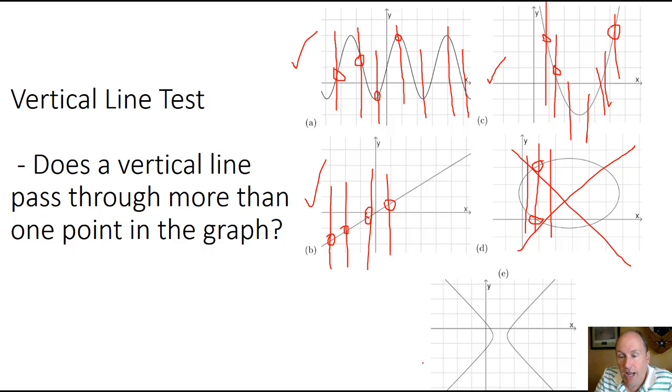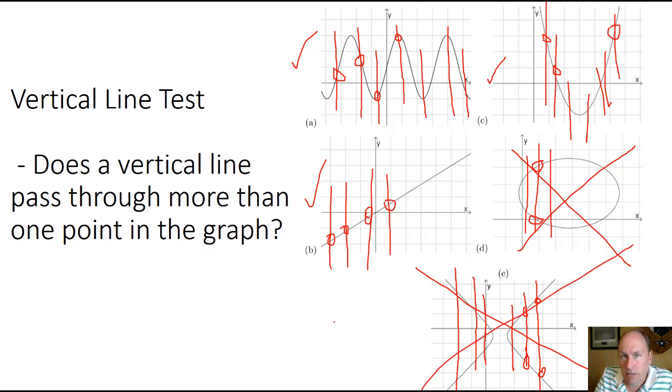The hyperbola shape in part E is also not a function because it fails the vertical line test. At almost any point on the hyperbola, I'm intersecting the hyperbola twice. So all it takes is one failure of the vertical line test for a relationship not to be a function. So the hyperbola in E is not a function.